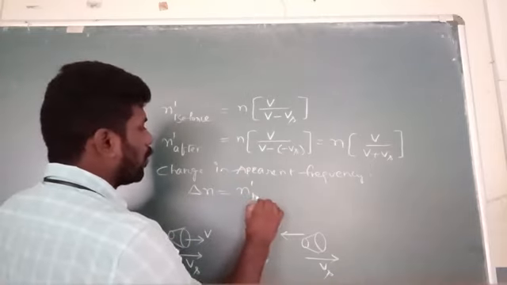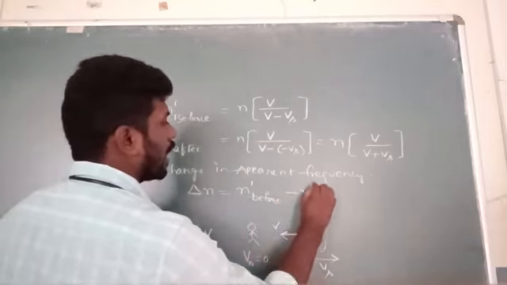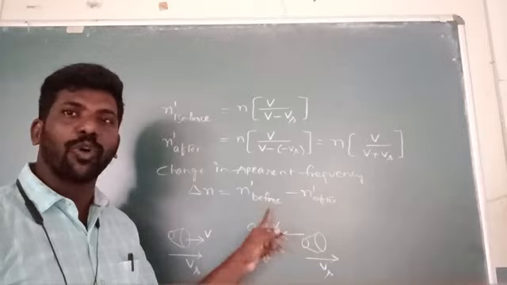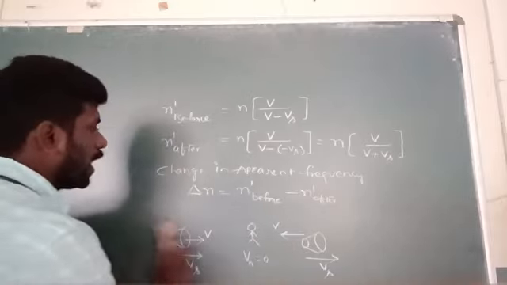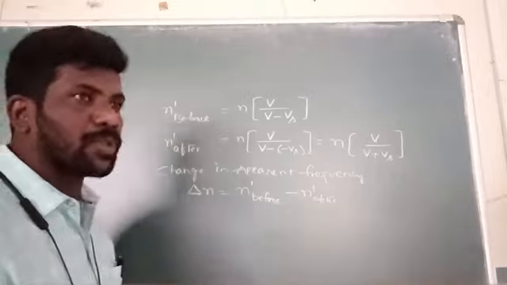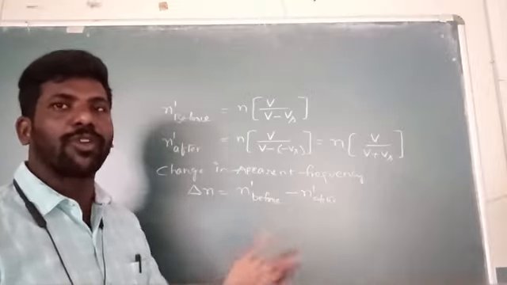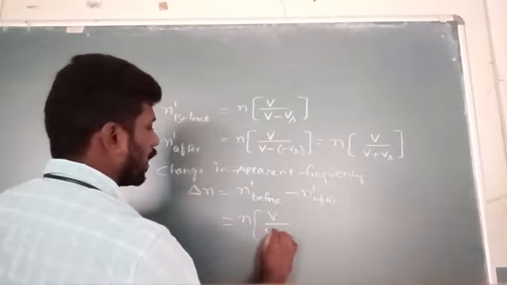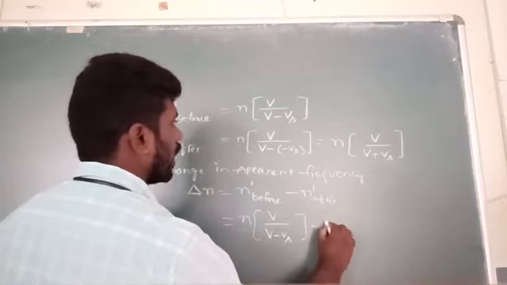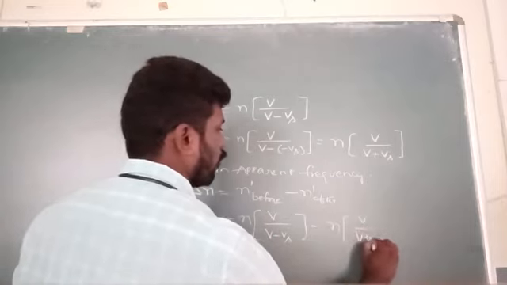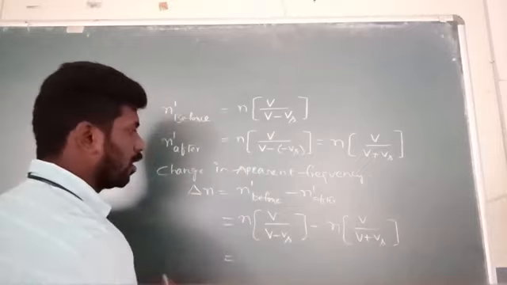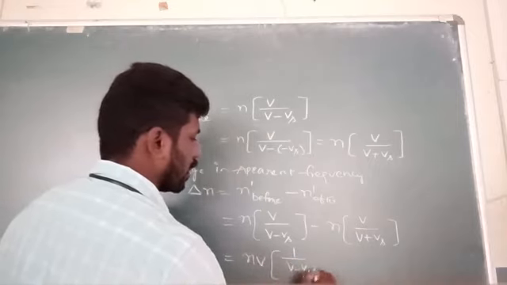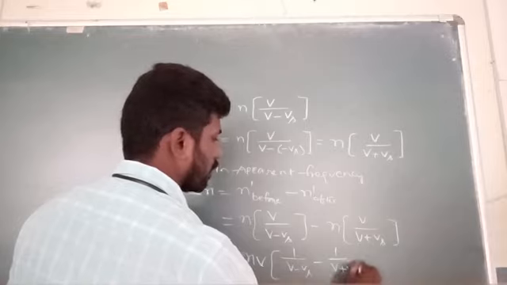So n dash before minus n dash after. Why are we taking n dash before minus n dash after? N dash before is greater than n dash after. In n dash before, the source is towards the observer, so there is more frequency than away from the observer. Substitute here: n into V by (V minus Vs), minus n dash after, which is n into V by (V plus Vs). Taking n V common: 1 by (V minus Vs) minus 1 by (V plus Vs).